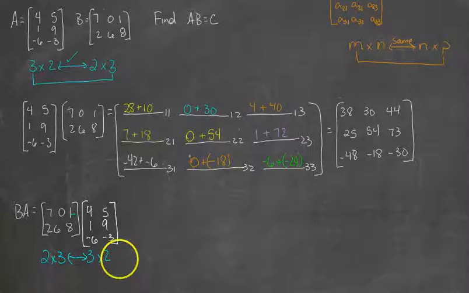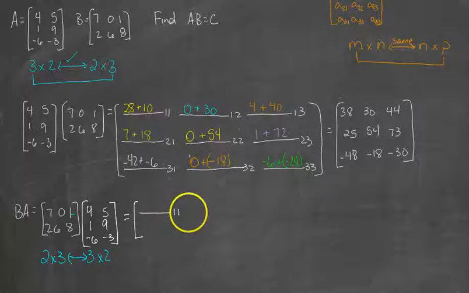And I'm going to get a 2 by 2 when I finish, which is kind of convenient because it's a very tiny little matrix. So a 2 by 2 means I'm going to have a 1,1, and a 1,2, and a 2,1, and a 2,2.